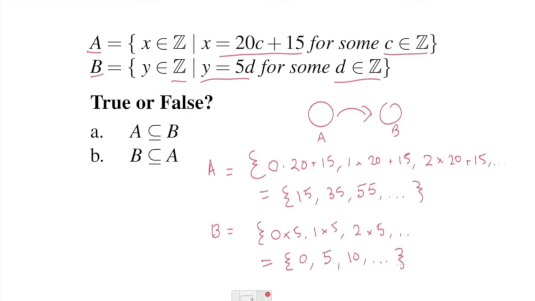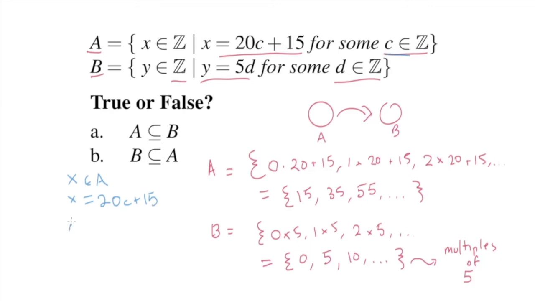Okay. So our question: is A a subset of B? Now we can kind of eyeball it and see that all the elements of A are multiples of 5 and B is the set of multiples of 5. But let's try to work it out just a little more mathematically. Okay, so let's assume that we have some value x which is a member of A. Now that tells us that x meets this condition here, right? So x can be expressed as 20c plus 15, where c is some integer.